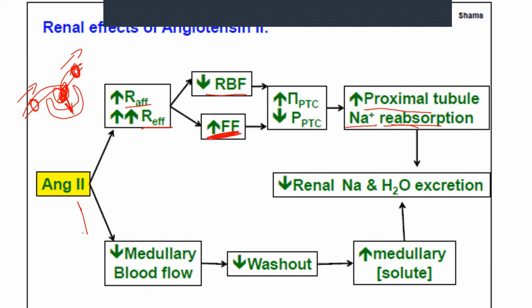The other thing that angiotensin does is that it lowers medullary blood flow in the vasa recta. Like we said, the vasa recta are the blood vessels that surround the loop of Henle. And because the extracellular fluid isn't getting washed as much, this is going to cause higher concentrations of solute in the medulla, which is going to lower renal sodium and water excretion.